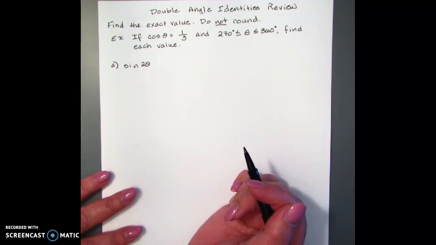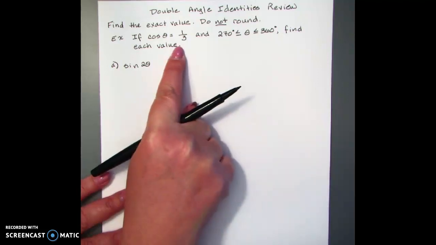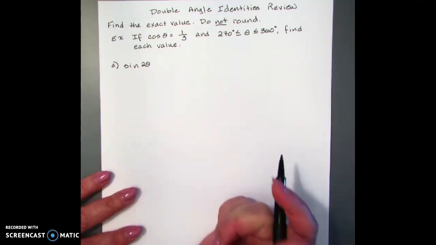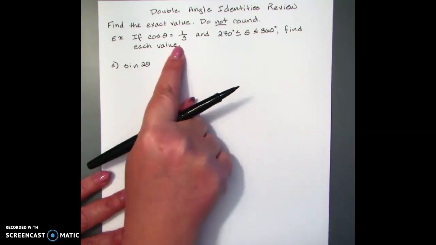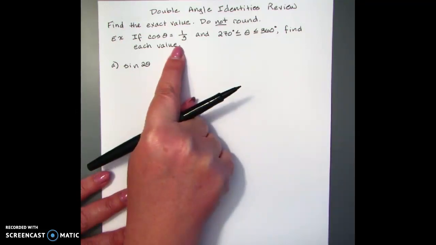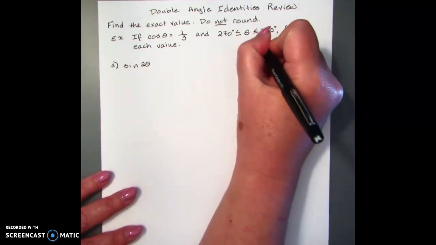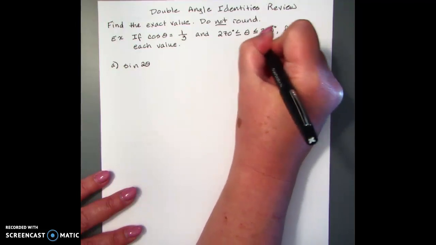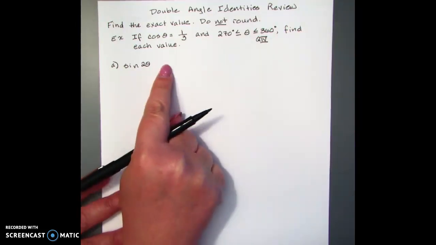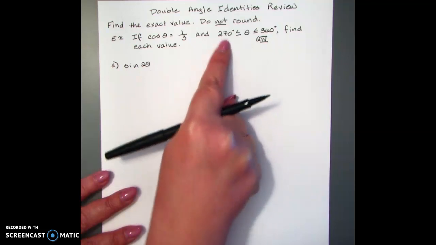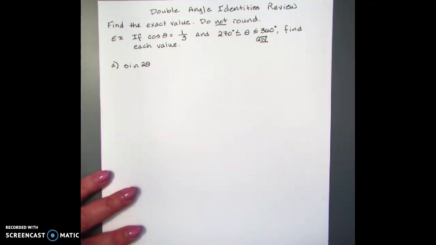So let me do a quick video on the double angle identities review. So I'm just going to do the same problem and find all three things. And so in this case, it says that the cosine of theta is equal to 1/3, and we're going to be between 270 and 360. So that tells me that we're in quadrant number 4. And then it's asking us to find each value. And notice the direction said do not round. So we're going to leave our answer in fraction or radical form.